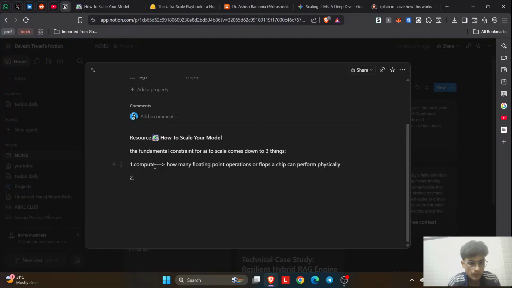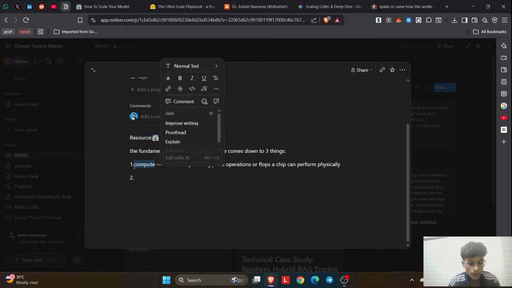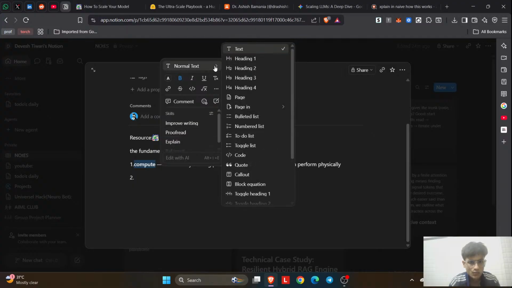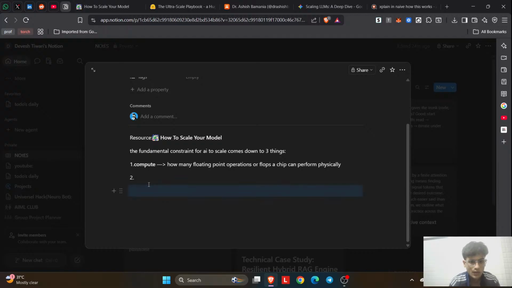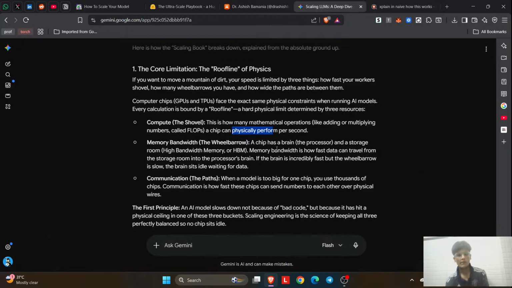Second is memory bandwidth. A chip has a brain, like a processor, and a store room, high bandwidth memory or HBM. Memory bandwidth is how fast data can travel from the storage room into the processor's brain.